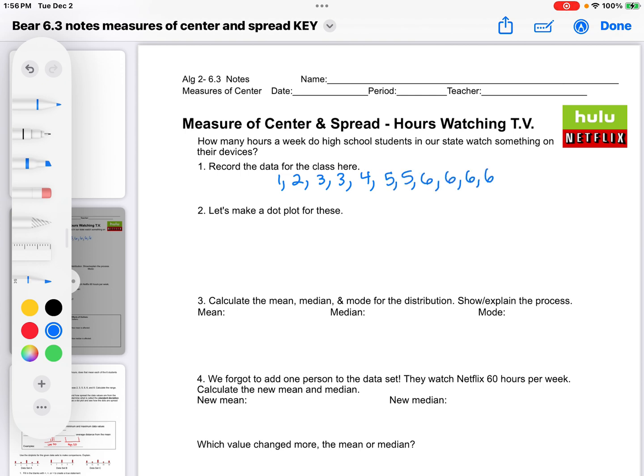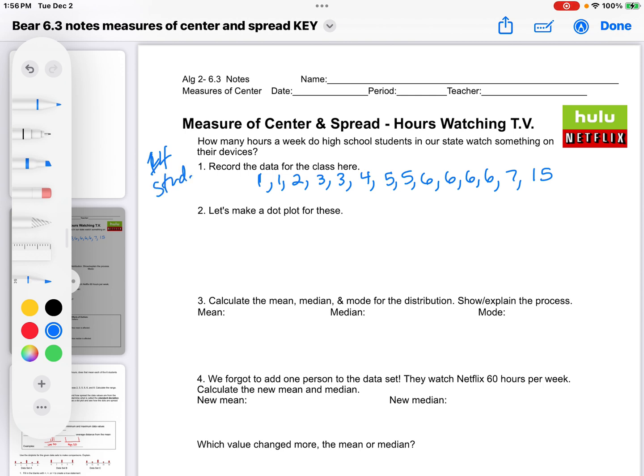Let's see, 1, 2, 3, 4, 5, 6, 7, 8, 9, 10. Oops, I got 11 here. Let's say we had one say 7 and one that said 15. Okay, so I've changed the data. It's not going to be out of 10. It's going to be out of 12. Actually, 13. Let's add another 1 at the front. Let's just do 14. Okay, so 14 students.